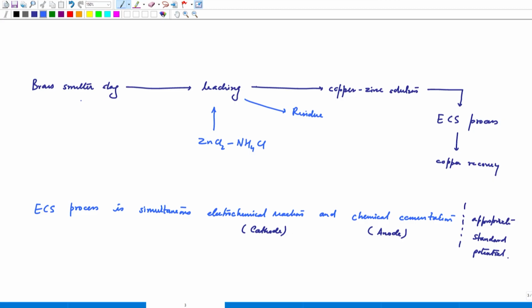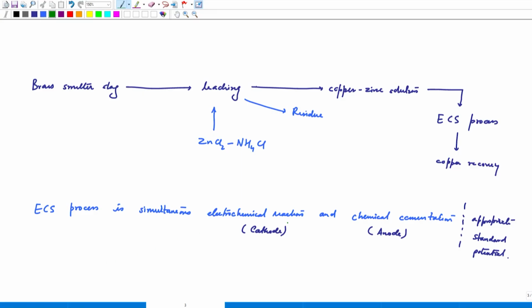Next. Brass smelter slag is leached and we get copper zinc solution. We follow the ECS process. We will be discussing what ECS really means, and we get copper as the finished product. What we are actually adding as the leach liquor is basically zinc chloride, ammonium chloride solution, and after the leaching and filtration, we get basically the leached residue. So leached residue is one part of the CSS. The leach liquor is used for the ECS route of recycling, and we get copper recovery.